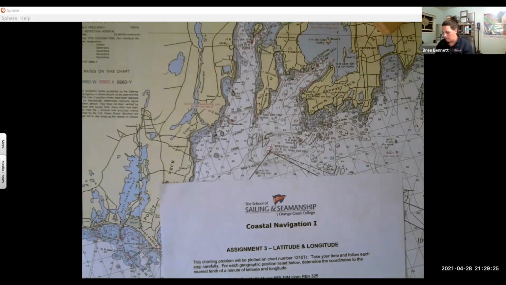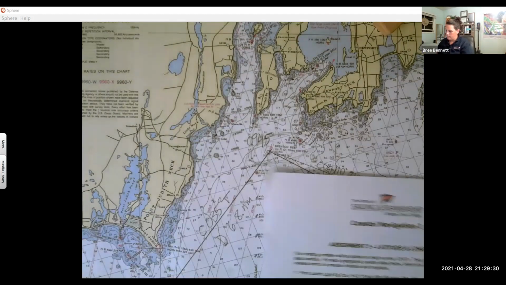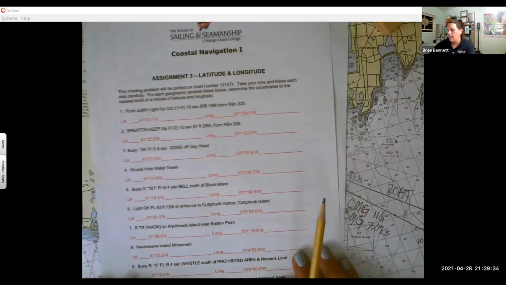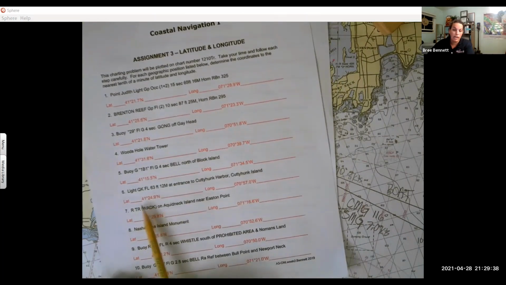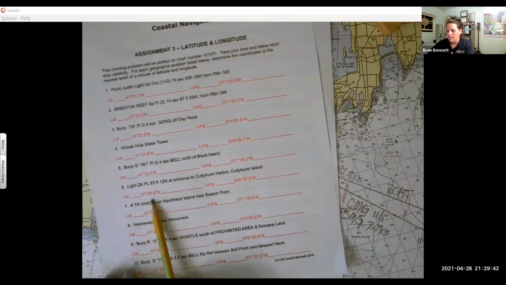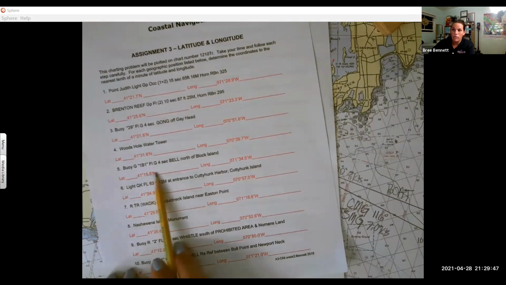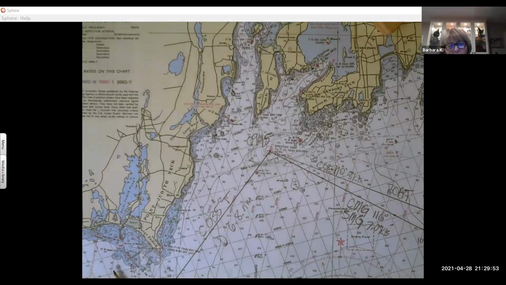Other quick questions I usually get. I'd say for the latitude and longitude one, look at the answer sheet to just ballpark where it is, and that will help you significantly in saving time searching for random buoys. So definitely do that.